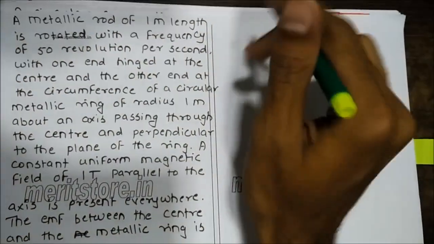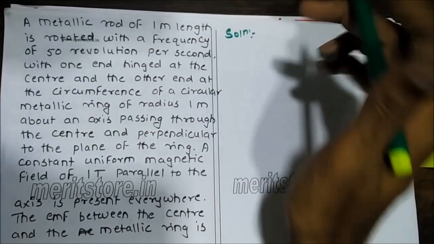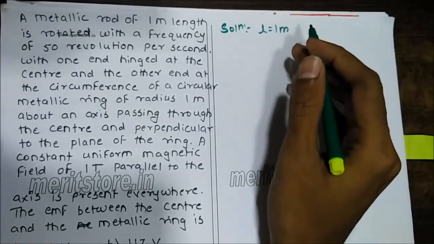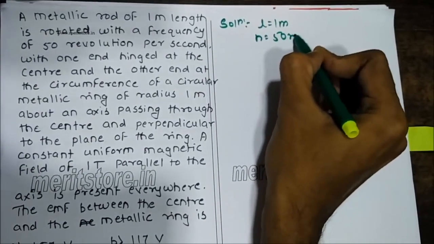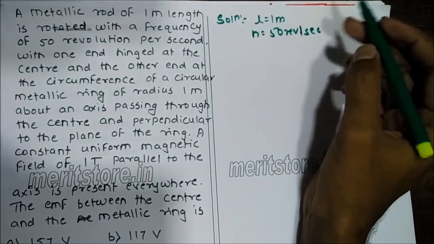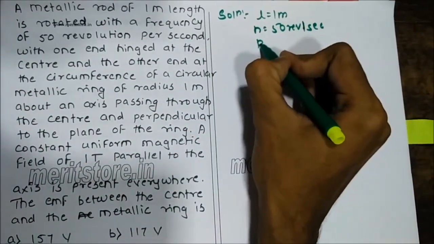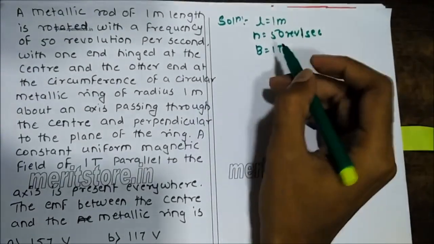Okay, so we need to find the EMF between the metallic ring and its center. We are given the length of the rod, that is 1 meter, and next we have the frequency n, which is 50 revolutions per second. Next, the magnetic field is given, that is B, which is equal to 1 Tesla. Next we will find the velocity.